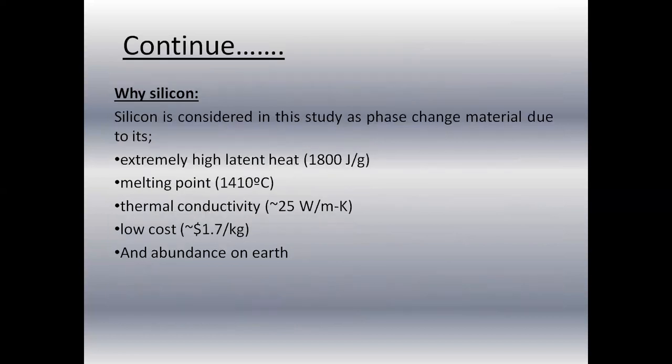Now, why are we using silicon? We are using silicon as a phase change material because it has extremely high latent heat, that is 1800 joule per gram. It has a high melting point, that is 1410 degrees Celsius. Its thermal conductivity is high. And last but not least, it's low cost, that is $1.7 per kg. That is very cheap, and its abundance in the earth's crust makes it possible to use this as a PCM material.